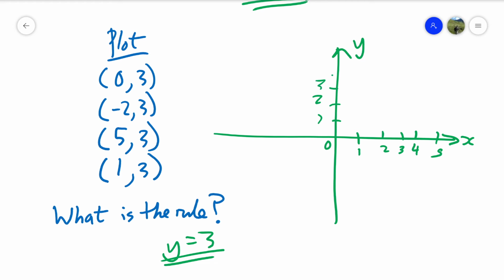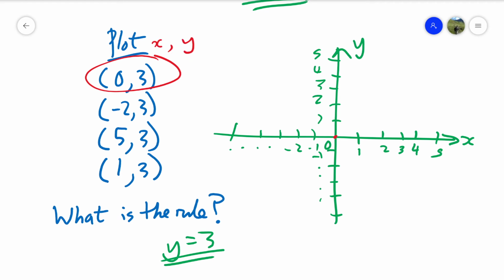2, 3, 4, 5. Then we've got the minus numbers as well. -1, -2, and so on. Let's plot the points. This one, we'll do it in red. X is 0, because remember x, comma y, because it's in alphabetical order, y is 3, so it goes there. Let's do the next one in purple. X is -2, y is again 3.